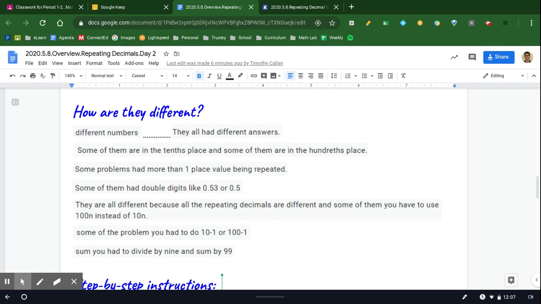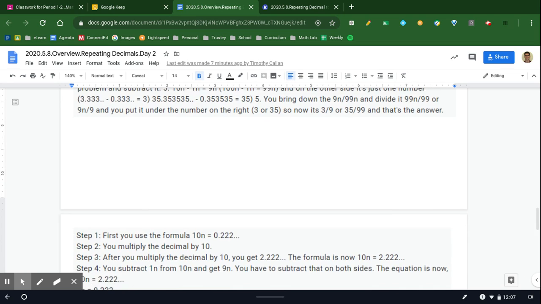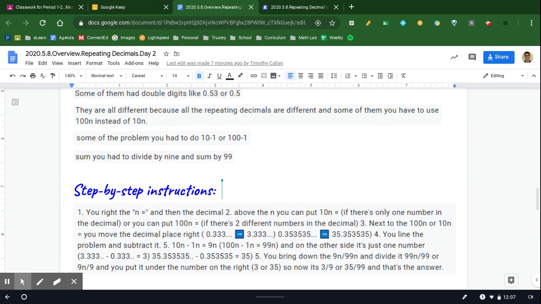And speaking of the 100 n's or the 10 n's, the next person put, sometimes you have to do 10 n's minus 1 n. Sometimes you have to do 100 n's minus 1 n. And then the next person, some you have to divide by 9 and some by 99. So love it, getting into the step-by-step instructions.